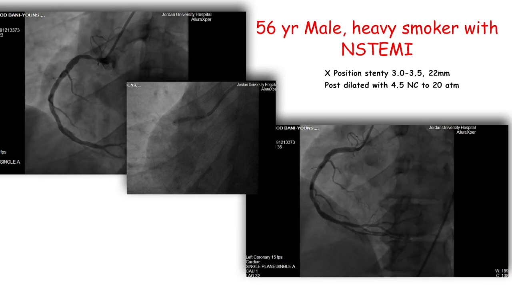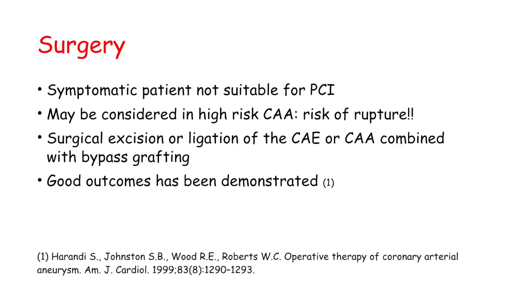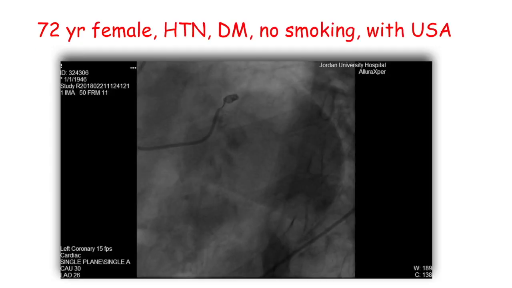Surgery is suggested in patients with symptoms but not suitable for PCI. It may also be considered in patients with high-risk aneurysms, risk of rupture or compression of adjacent structures. And surgeons will do either excision or ligation for these aneurysms or ectasia with bypass graft. And there are data to suggest good outcome for these patients. So we'll ask our surgeons here.